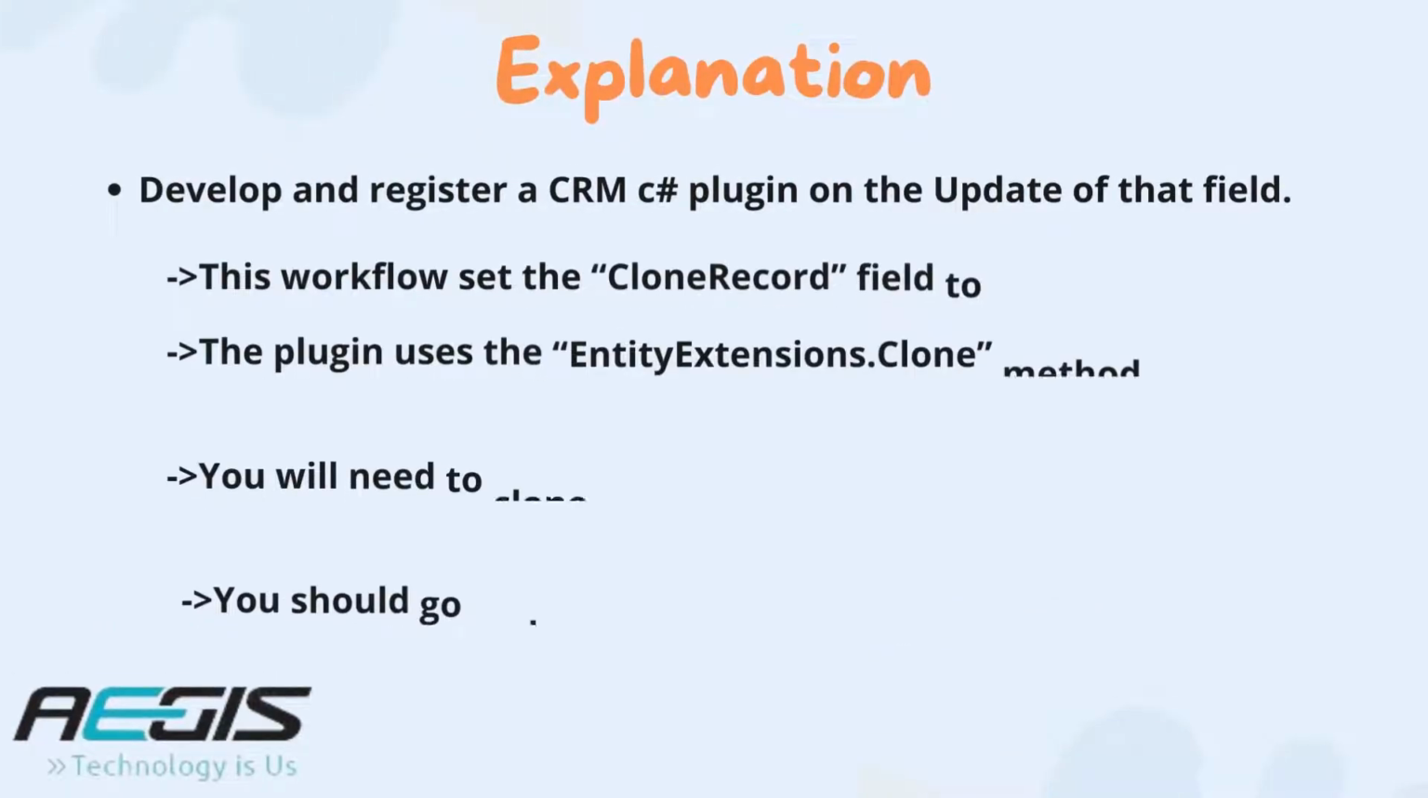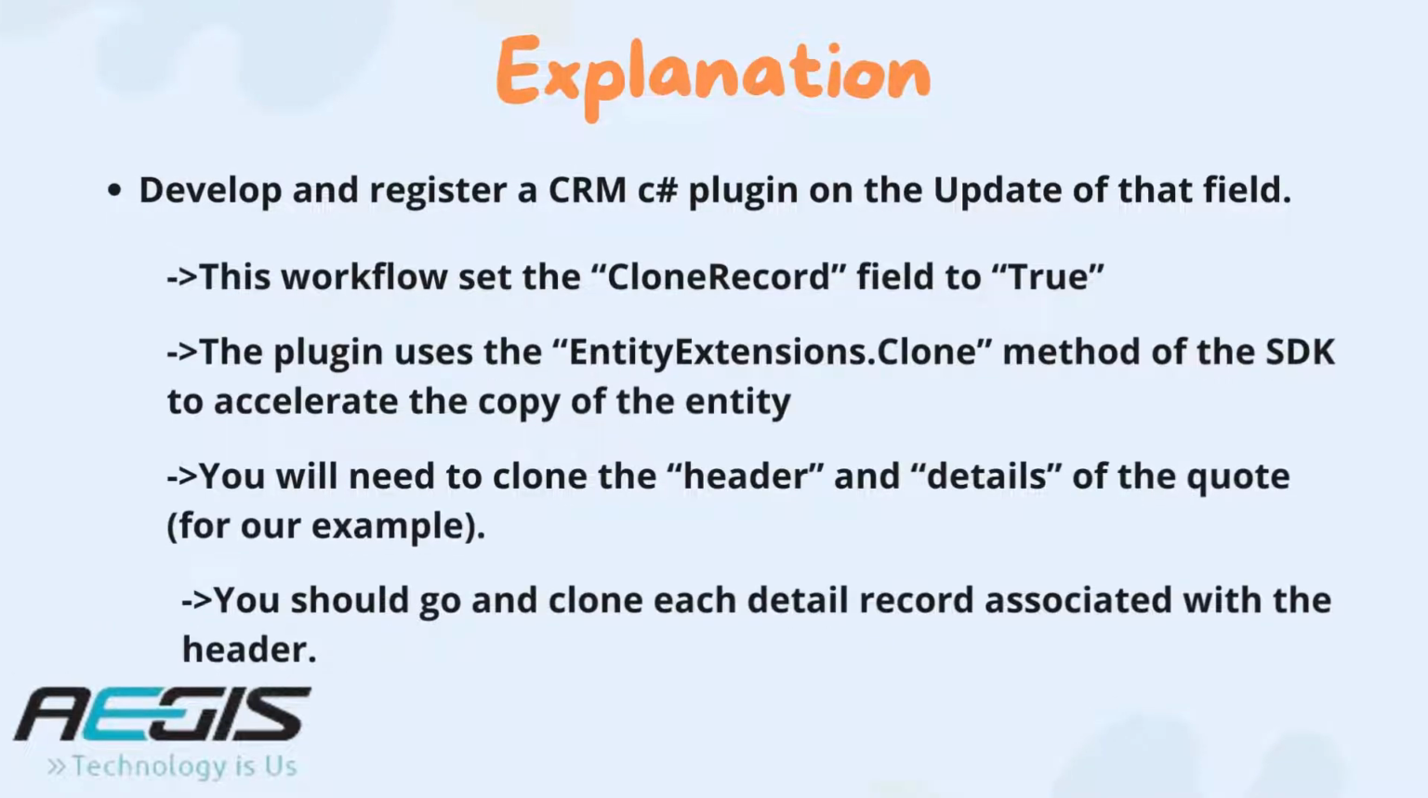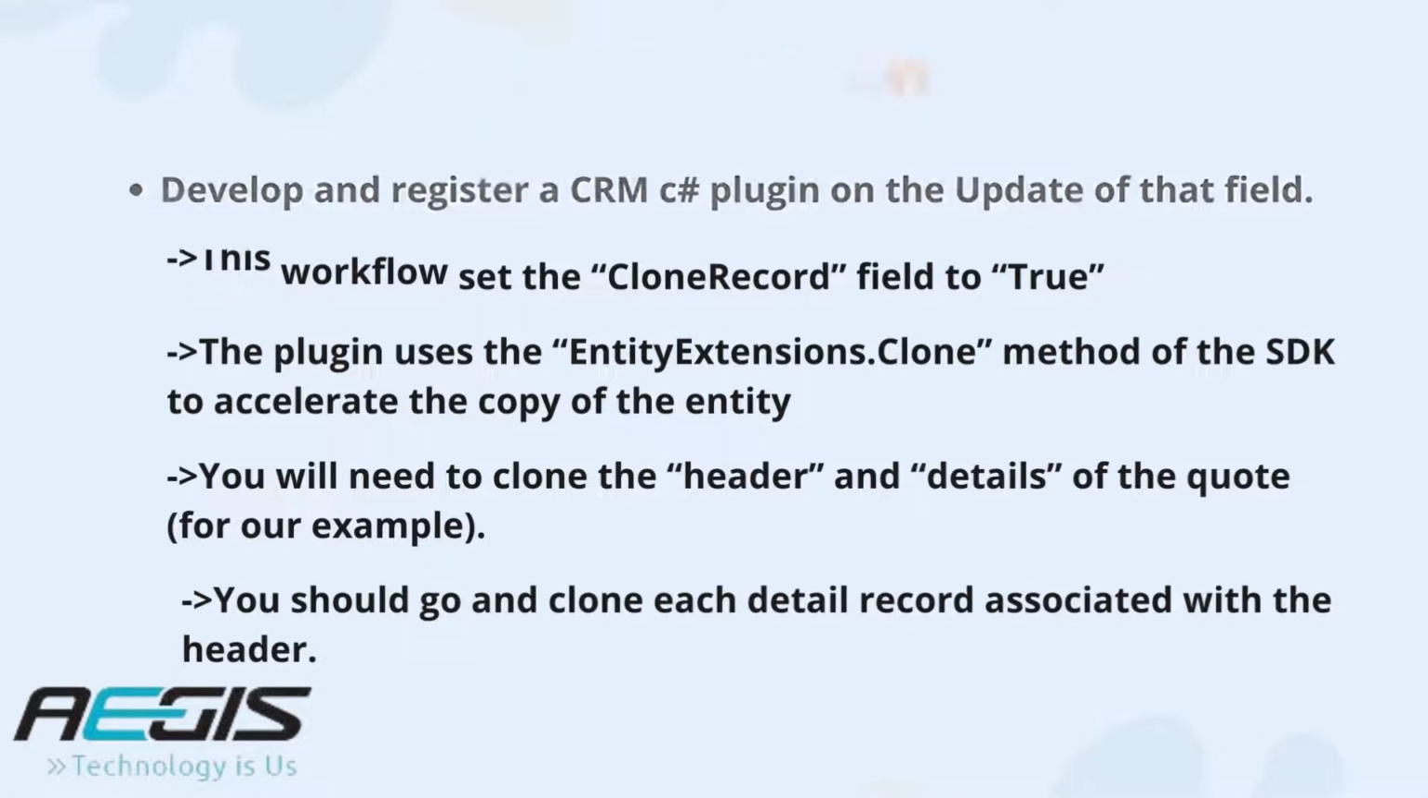Third, develop and register a CRM C# plugin on the update of that field. The plugin uses the entity extensions .Clone method of the SDK to accelerate the copy of the entity. You will need to clone the header and details of the quote for our example. You should go and clone each detail record associated with the header.